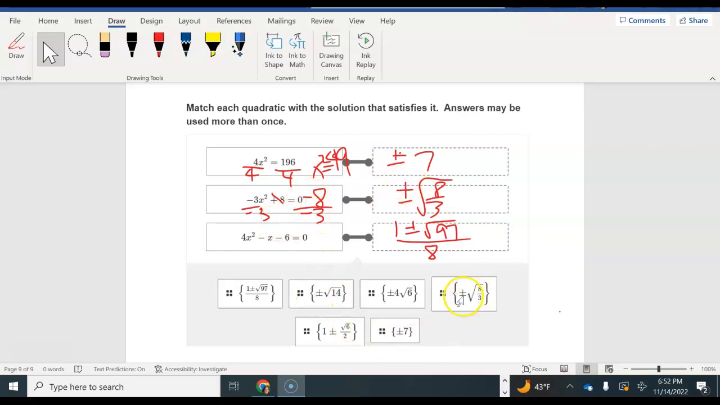So the answer down here you can see is left as a square root. So it's plus or minus the square root of 8/3. The last one, 4x squared minus x minus 6. You're going to have to find a is 4, b is -1, c is -6. Plug this into the quadratic formula, simplify, and you get this answer right here.